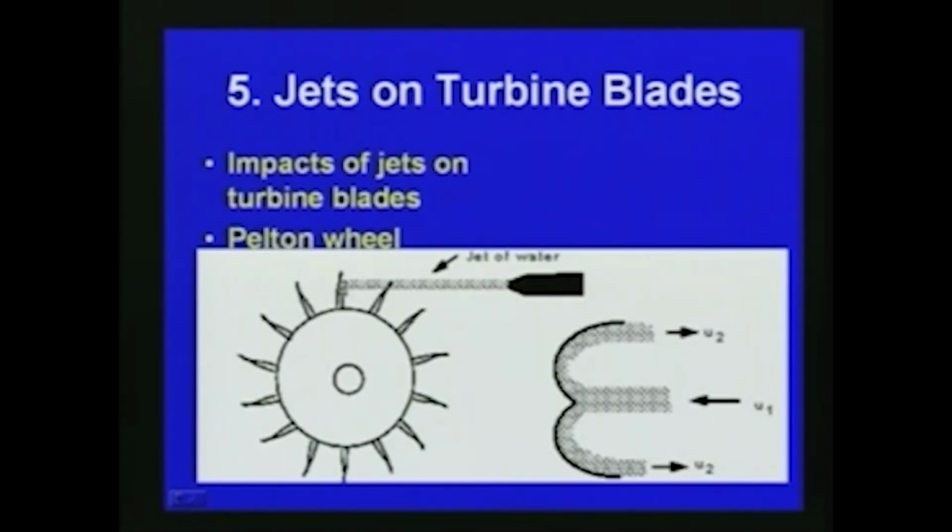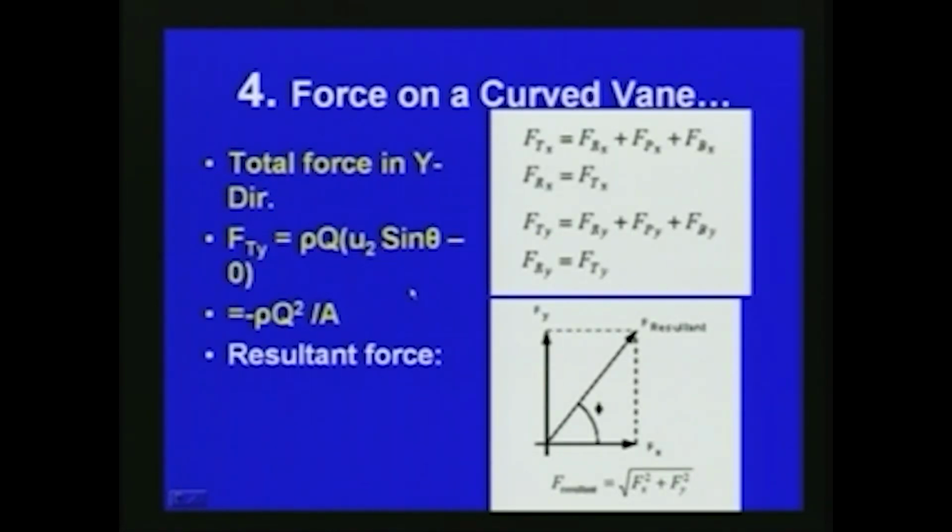So, this gives the resultant force on the curved vane. Now we have seen various cases. The first case is the force due to flow around a pipe bend, the second one is the force on a pipe nozzle, the third one is the impact of a jet on a plane, and the fourth one is the force on a curved vane, as we have analyzed here. And now the fifth case which we will be discussing is jets on turbine blades.